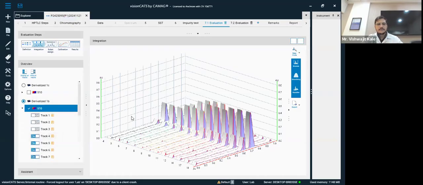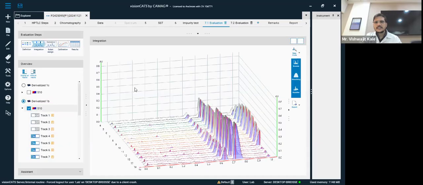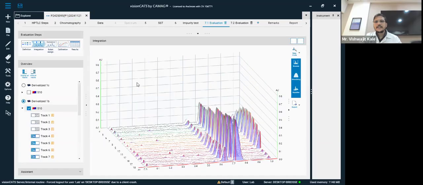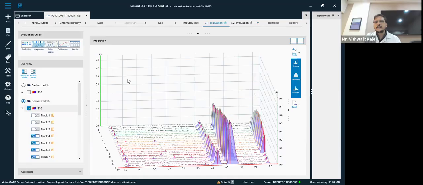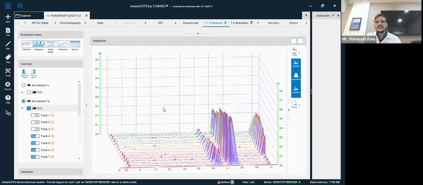So this is the 3D view of the chromatograms generated, and here we have checked the linearity of N-acyl ethanolamine and ethanolamine.